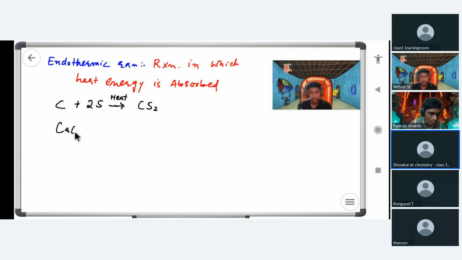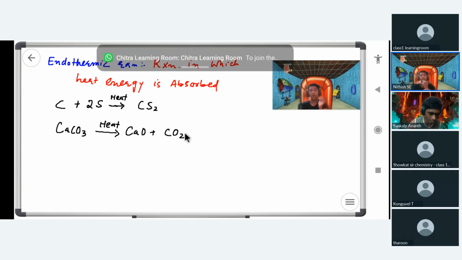Okay. For example, elephant toothpaste is an exothermic reaction, right? Yes, you don't know the formation of elephant toothpaste? I know, Mr. Beast video. So see now here, calcium carbonate. If I just heat it, what will I get? Calcium oxide, sir, calcium oxide and carbon dioxide.